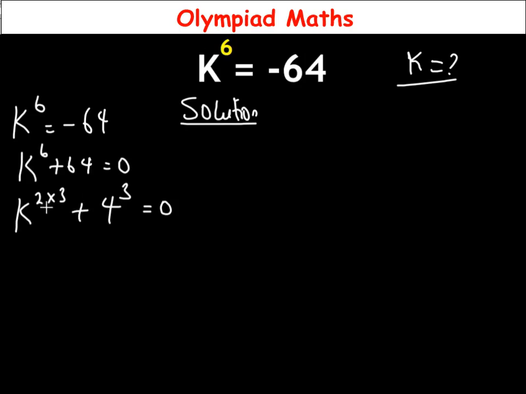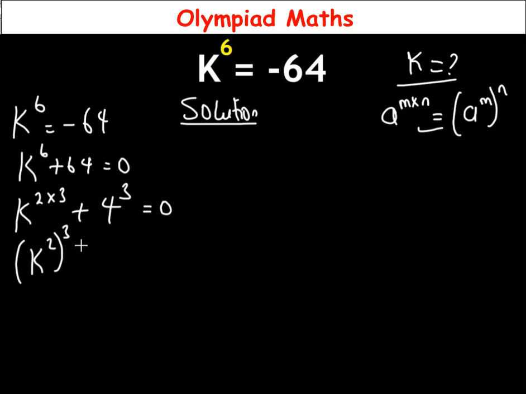With this, following the law of indices, that if you have a raised to power m times n, this can be written as, in bracket, a raised to power m, power of n. So writing this in this format, we have it that in brackets k raised to power 2, power of 3, then plus 4 raised to power 3 is equal to 0. At this junction, what you have is a sum of two cubes.